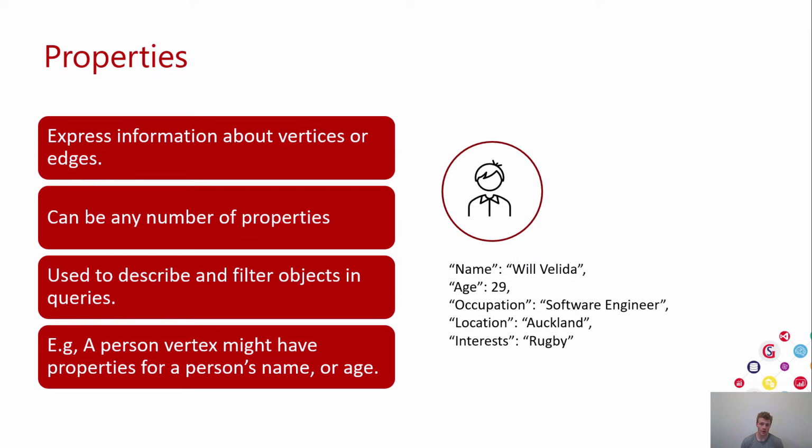And then there's something called properties. Now, properties express information about our vertices and edges. We can have any number of properties in either our vertices or edges, and we can use these to filter objects when running our queries. So in this basic example, I've got some properties for me as a vertex. So I have my name, my age, my occupation, location, and interests. So when we're querying my vertices, I can actually use this to describe and filter this when I'm performing my queries.